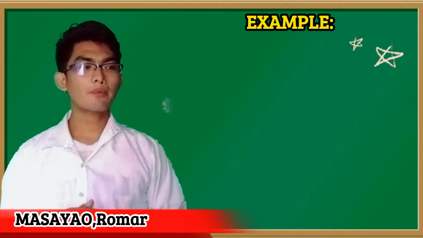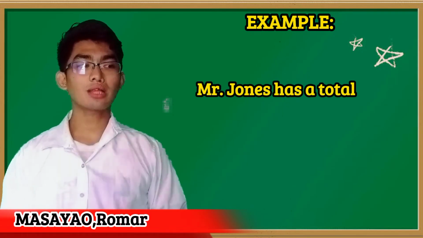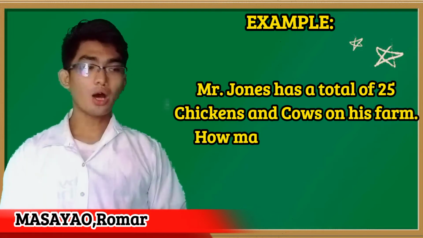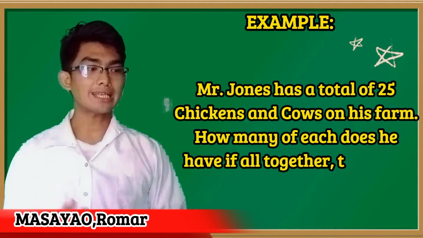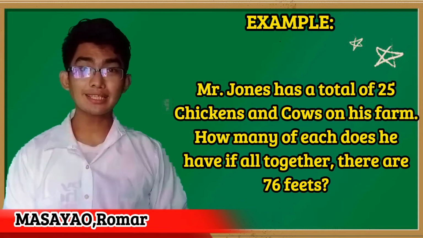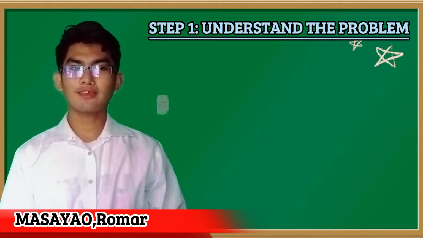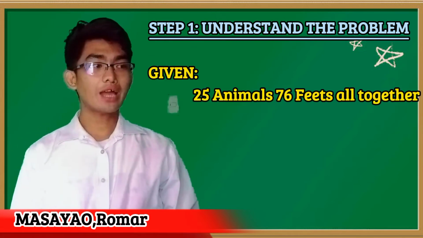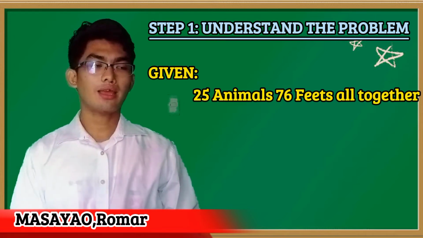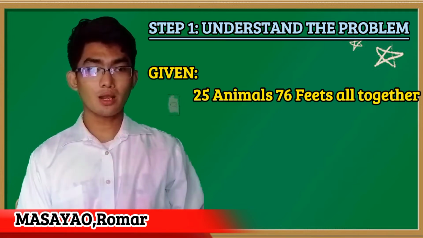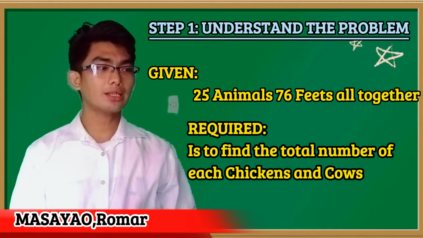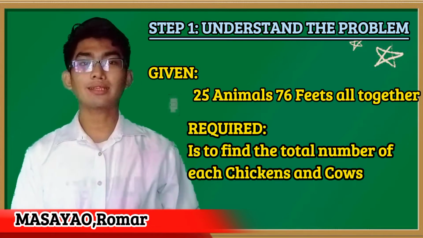For example, we have a problem here. Mr. Jones has a total of 25 chickens and cows on his farm. How many of each does he have if altogether there are 76 feet? To solve and find the numbers of chickens and cows, we will apply Polya's 4-step process of problem solving. Step 1. Understand the problem. First, identify the given. The given is 25 animals and 76 feet altogether. Then the required is to find the total number of each, chickens and cows.